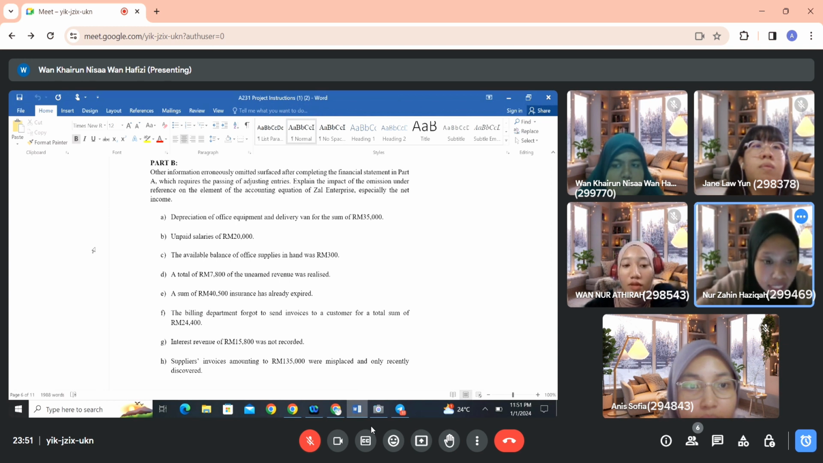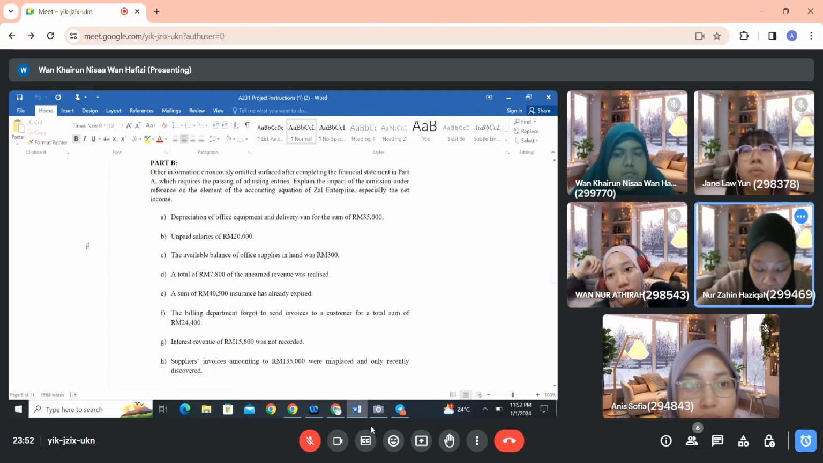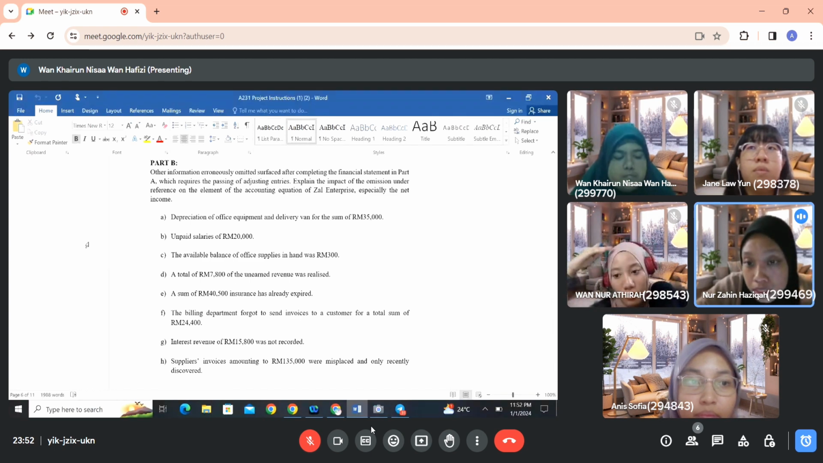And lastly, suppliers' invoices amounting to 135,000 were misplaced and only recently discovered. Discovering misplaced supplier invoices of 135,000 ringgit would indeed increase liabilities and impact the equity side of the accounting equation. That's all.